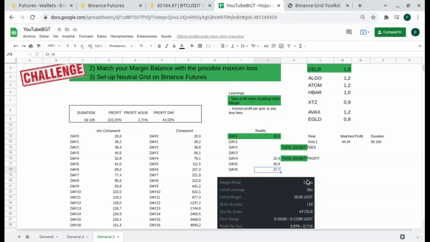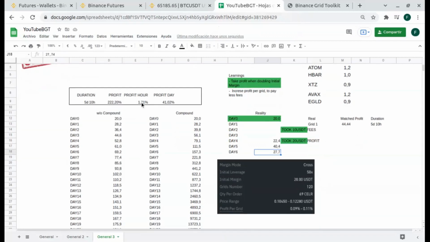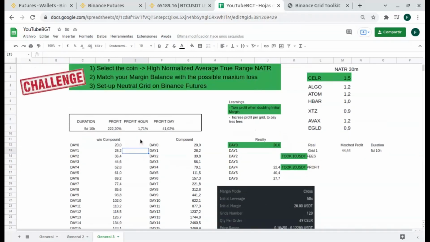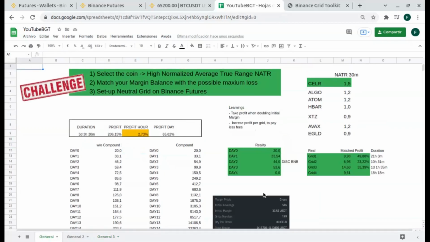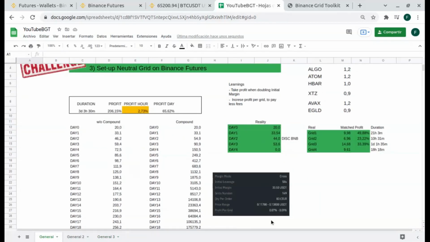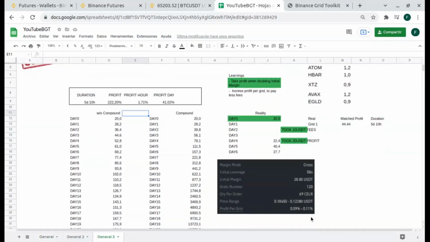I'm going to make a little change to the settings, because I think that the profit per hour was higher when the profit per grid was smaller. You can see that in our first strategy, the profit per grid was 0.07% and 0.09%, and the profit per hour was a lot higher. And in this case, the profit per grid was higher and the profit per hour is lower. So I'm going to again use 149 grids instead of 120, okay?